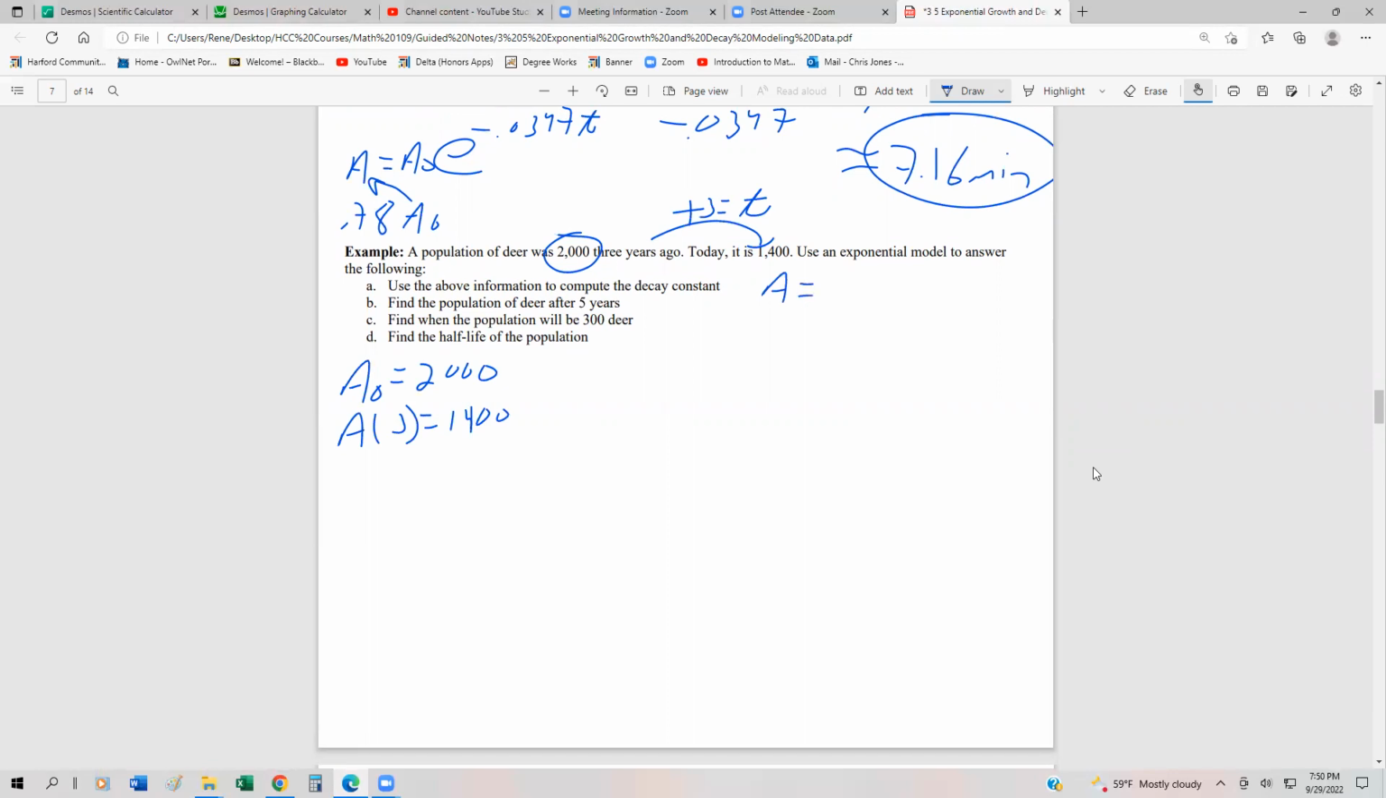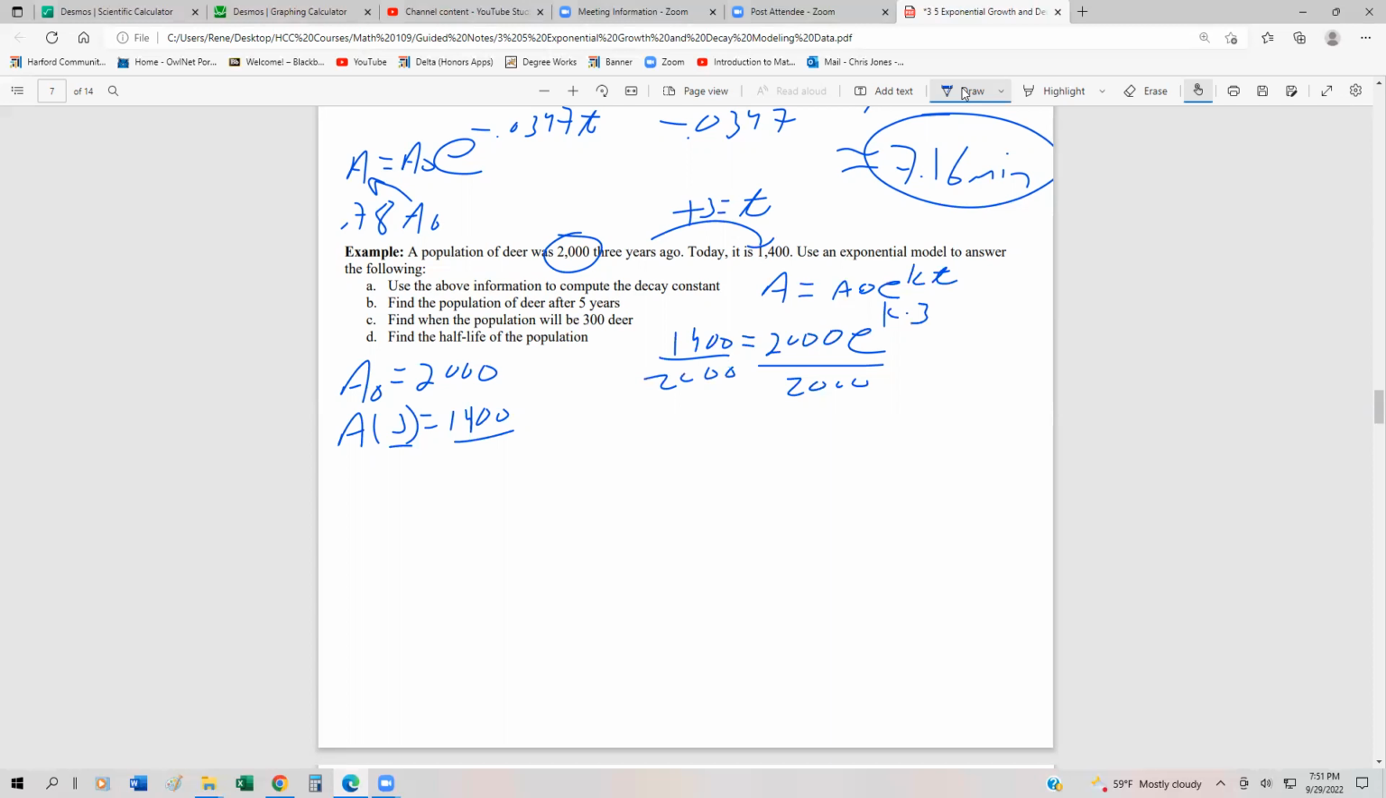All right, so we know that A is equal to A sub 0 e to the kt. We certainly know A naught. We're going to know A when t is 3. And so this is going to turn into 1400 is equal to 2000 e to the k times 3. All right. We're going to divide both sides by our 2000, just like we've done for a lot of our exponential models.